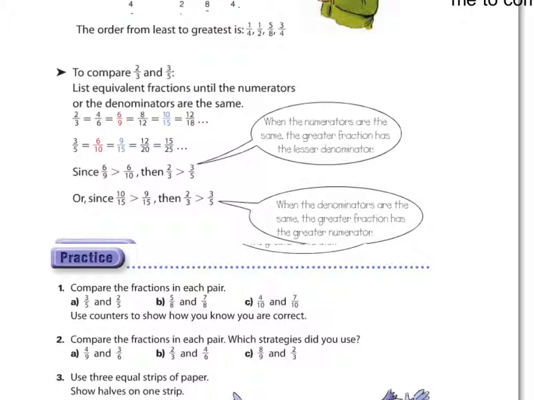And then I'm going to do the same thing with 3/5. 3 times 2 is 6. 5 times 2 is 10. 3 times 3 is 9. 5 times 3 is 15. 3 times 4 is 12, 5 times 4 is 20, 3 times 5 is 15, 5 times 5 is 25.